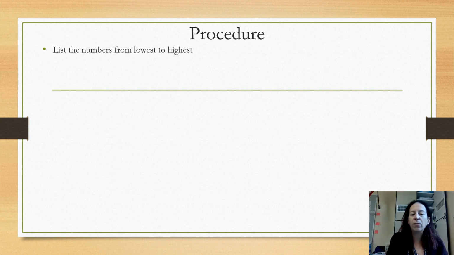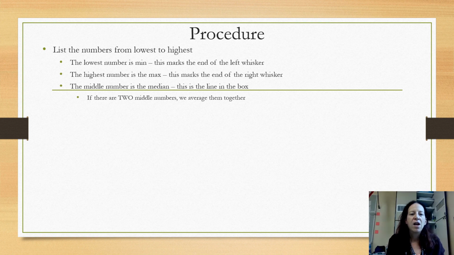You want to list the numbers from lowest to highest. It could be from highest to lowest, but when you're reading a number line, it always goes from lowest to highest. So be consistent with that. Why do it differently? So list the numbers from lowest to highest. The lowest number is the minimum. I hope that's obvious. The lowest number that you have is the minimum.